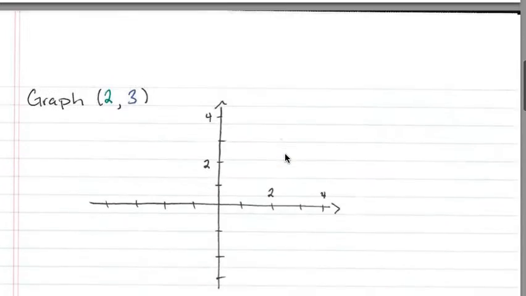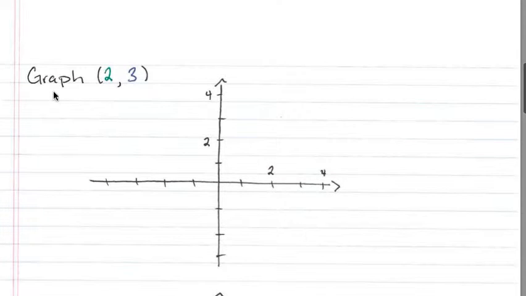So now let's do a problem with this. Graph the set 2, 3. So graph the point 2, 3. So first we have to draw our graph. We have to draw somewhere to put the point.